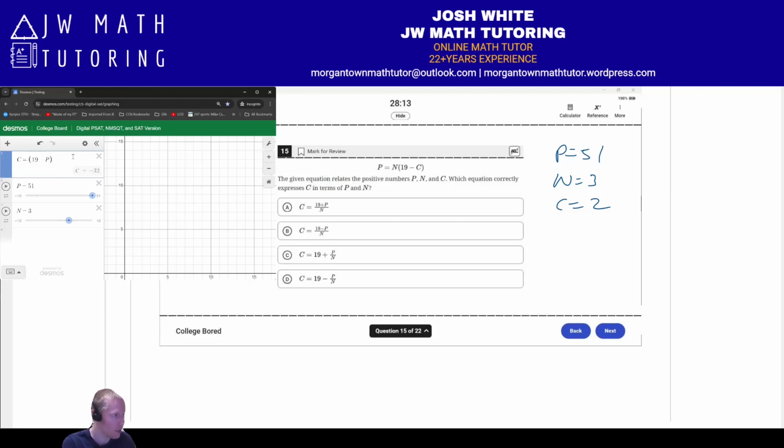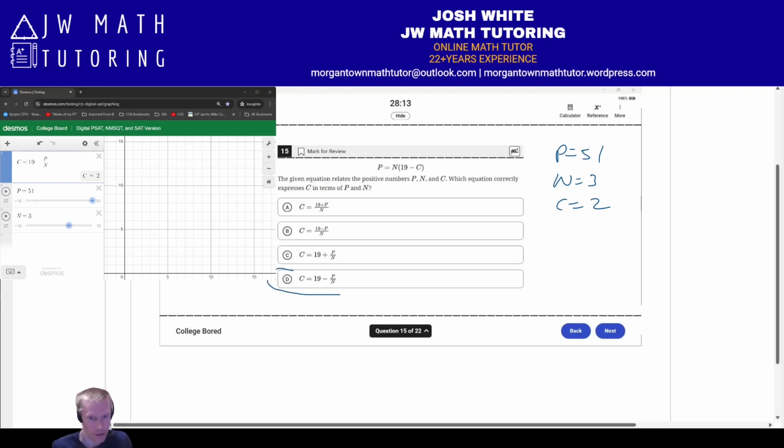Okay, let's now try answer choice C. Does C equal 2? No, it is wrong. So by process of elimination, it's going to be D, but we can also just confirm that when we type in the formula for D, we get C equal to 2. That is the correct answer.